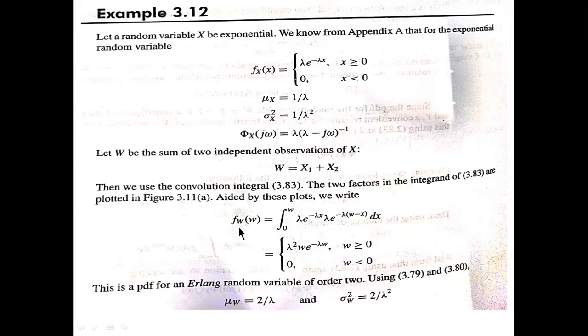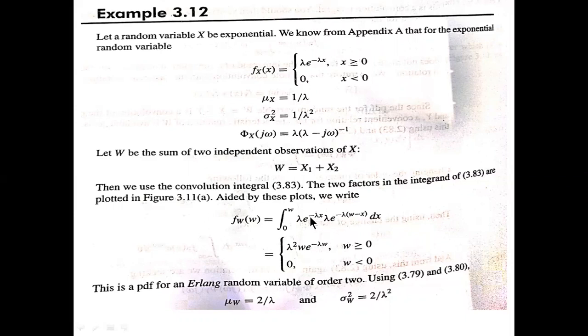Then f_W(w), that is the PDF of W, will be the convolution of the PDF of X1 with the PDF of X2. And that's what is written over here: because it is greater than 0, we have 0 to w of lambda e to the power of minus lambda x multiplied by lambda e to the power of minus lambda (w minus x) dx. That is the convolution.